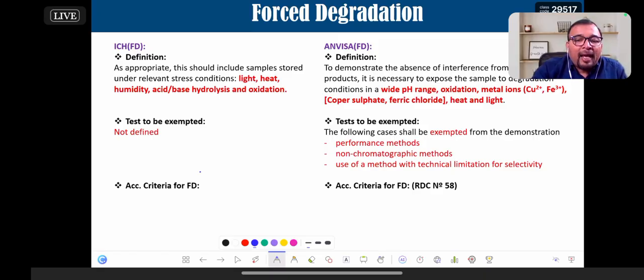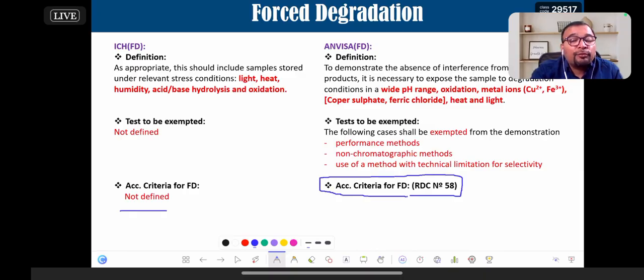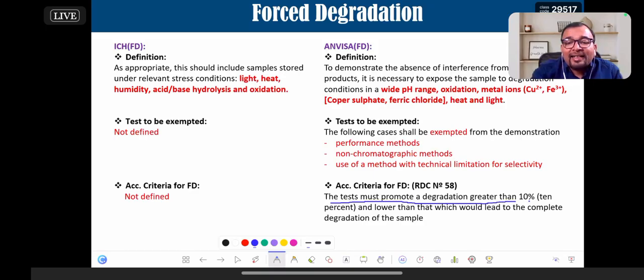As far as the acceptance criteria for forced degradation, there is no defined number in the ICH guideline. But when it comes to ANVISA, there is a specific resolution, RDC number 58. Now this is a guideline which talks about how to conduct forced degradation, right? This is published by ANVISA. What this guideline says is that the test must promote a degradation greater than 10% and lower than that which would lead to complete degradation of the sample. Means at least 10% degradation should be expected according to the ANVISA guideline. How much percent? Type in 10% in the comment box. But there is no reference provided by ICH or any other guideline. So at least in this situation, ANVISA is giving some information on forced degradation.